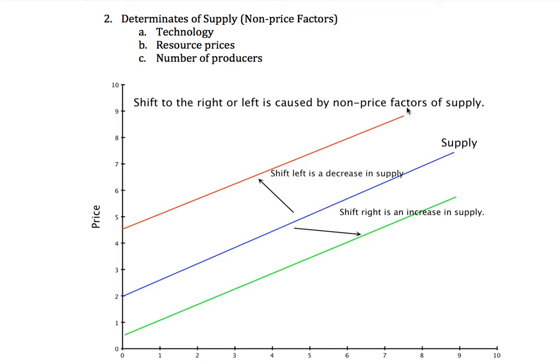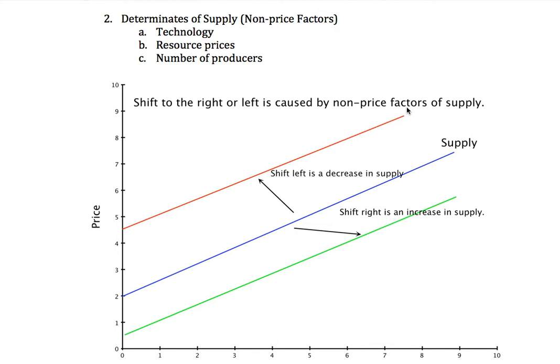Likewise, on resource prices, if my resource prices go up, say oil or whatever it may be, I'm not going to have as much money to acquire those resources, so I will have a shift to the left, or a decrease in supply. So a shift to the right, or an increase in supply, or a shift to the left, a decrease in supply, is caused by these non-price factors.